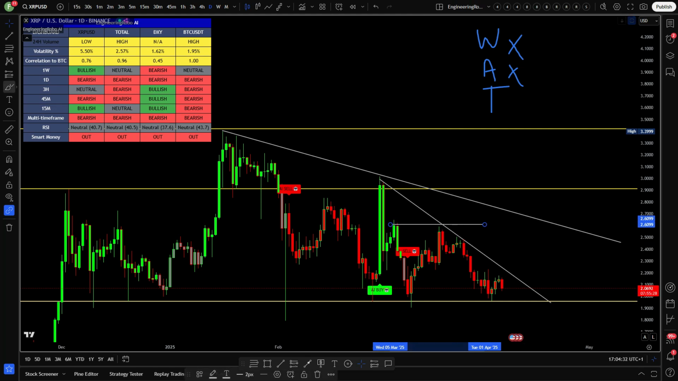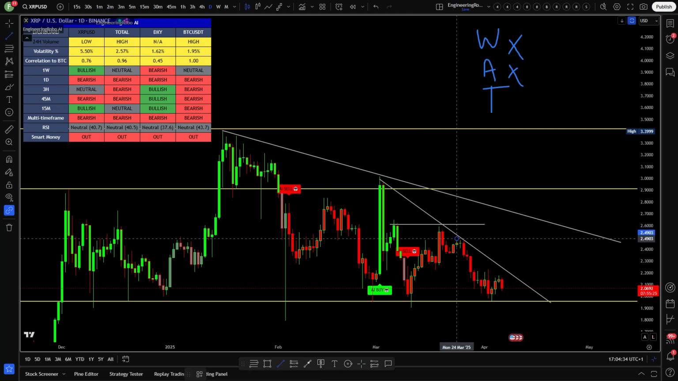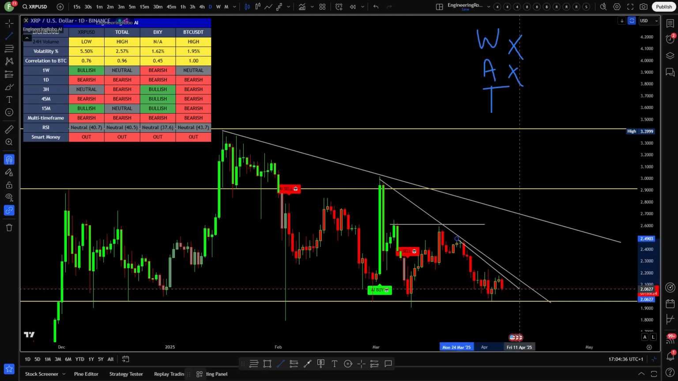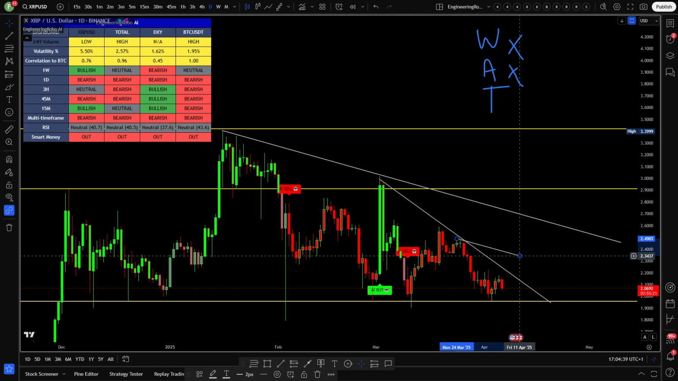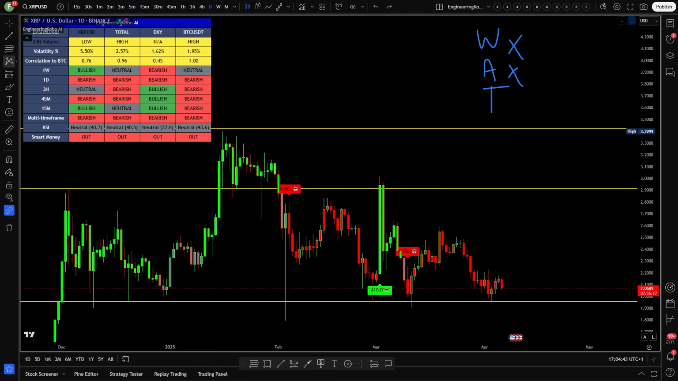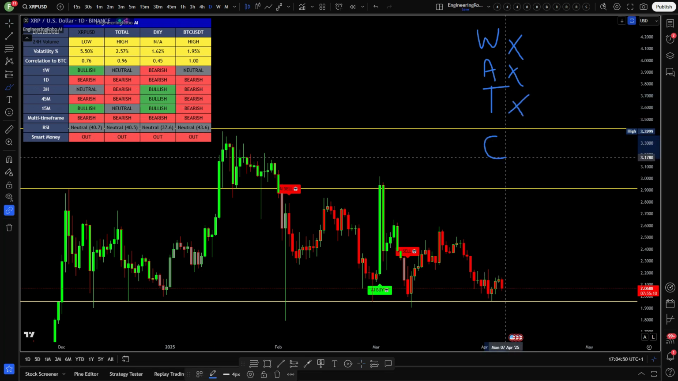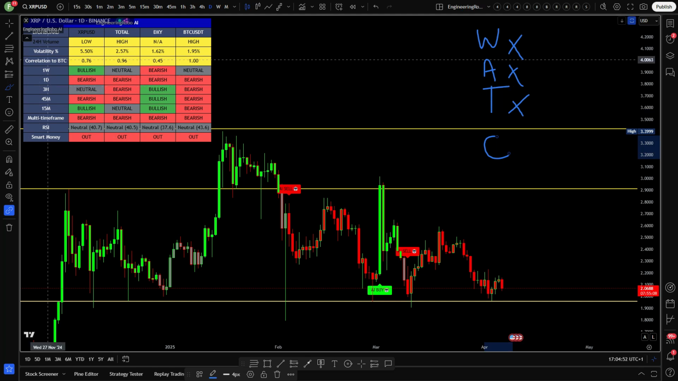Maybe on a smaller time frame, we would need to have a closer look at this to understand if there is any trend line break whatsoever. So for a daily analysis in terms of a swing position, I am going to have to put a cross against the T. Now the C stands for the cloud.